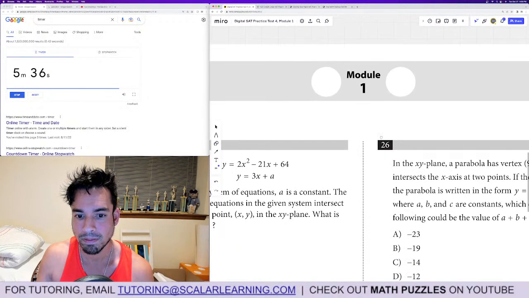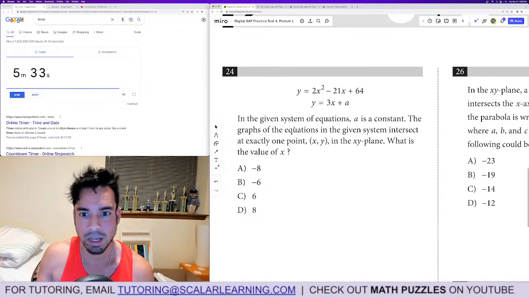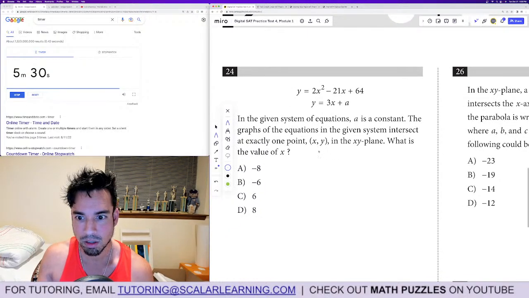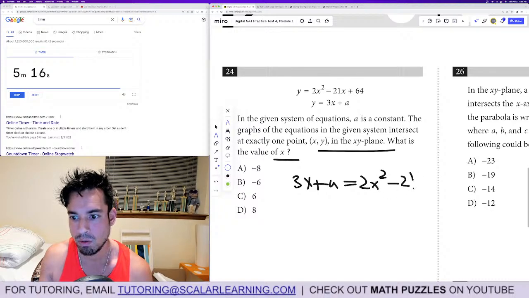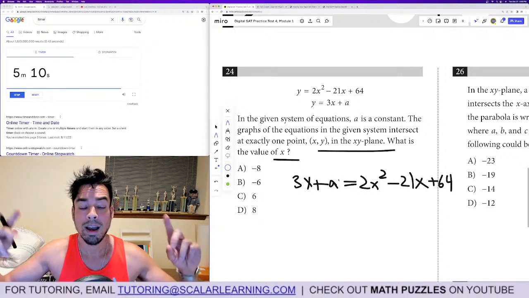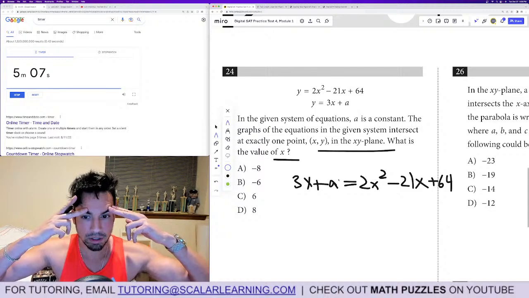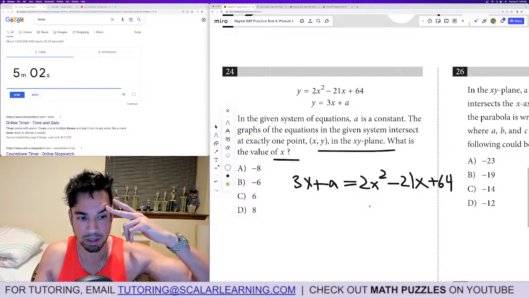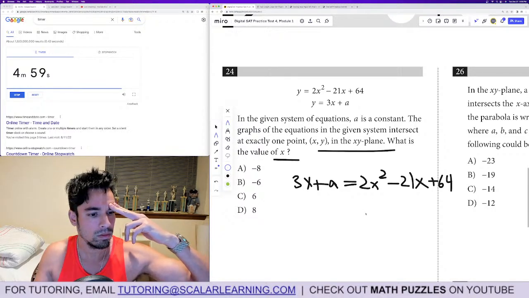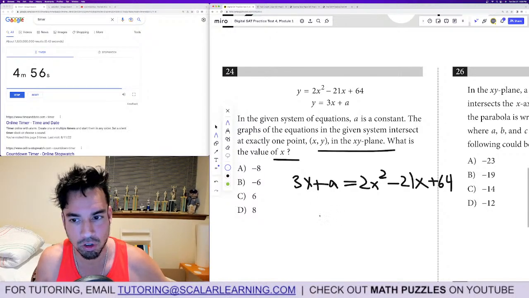Here we go. In the given system of equations, a is a constant. The graphs intersect exactly 1 point. What is the value of x? Got it. So they intersect exactly 1 point. Let's use substitution. So y equals that. So 3x plus a equals 2x squared minus 21x plus 64. Intersected exactly 1 point. Oh, I know. No, it's either tangent. Intersected exactly 1 point. Okay, got it. This is a discriminant situation.